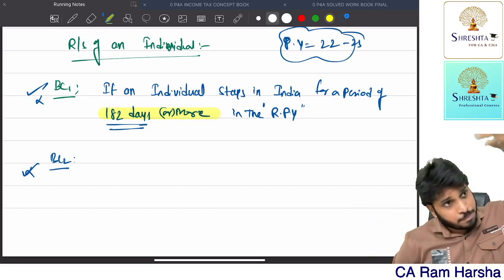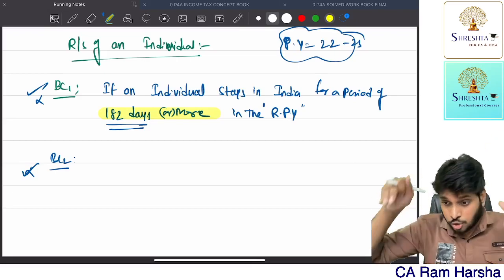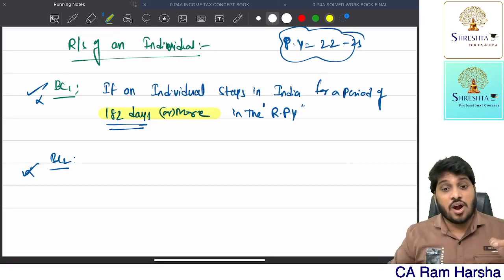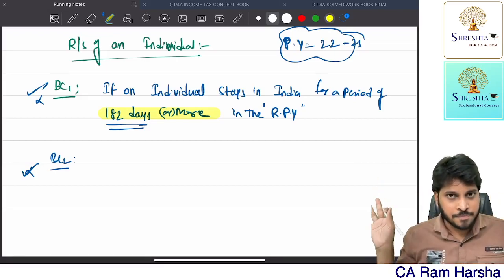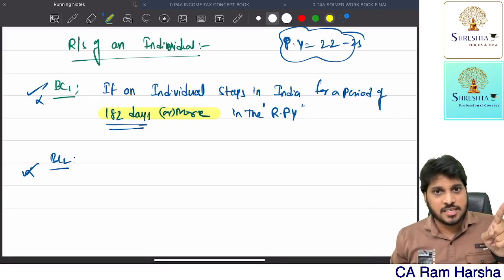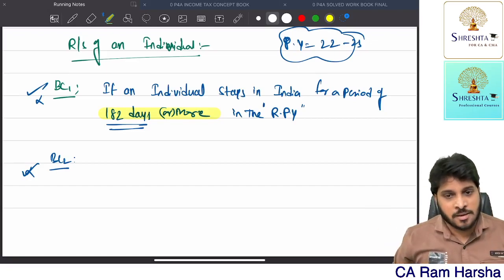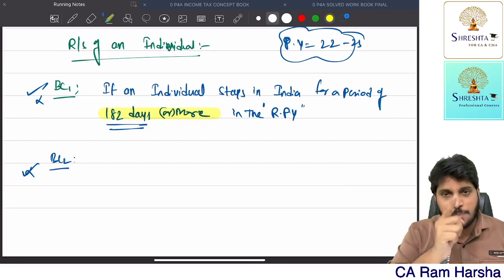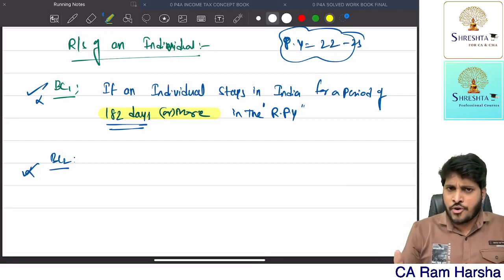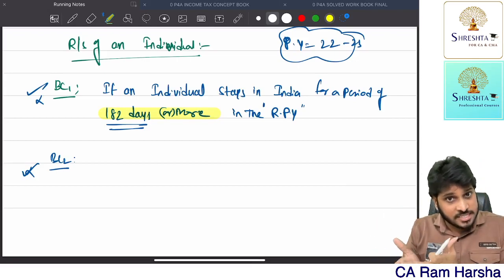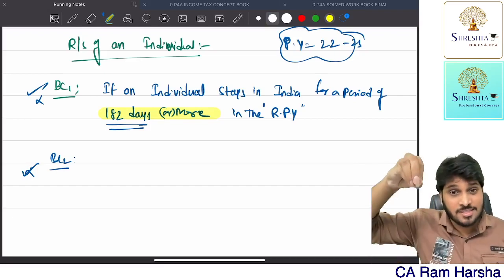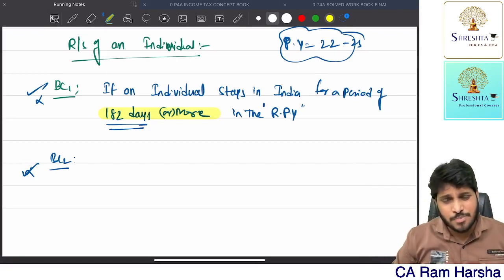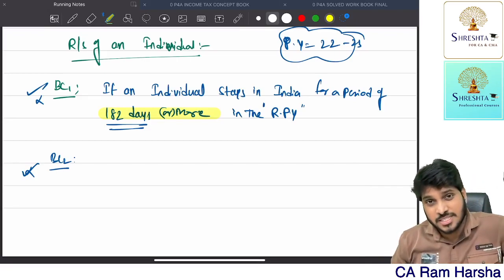We don't check the year before or the later year, this year, no need. Whether he is staying in India or not in the assessment year doesn't matter. Getting it? In the previous year, you stayed 182 days. For that year, you are a resident. That year's income, whatever you are getting, you have to pay tax to the Indian economy. Of course, you are paying in the next year, that is the assessment year. It doesn't matter whether you stay or not in the assessment year. What is important is the stay in the relevant previous year.